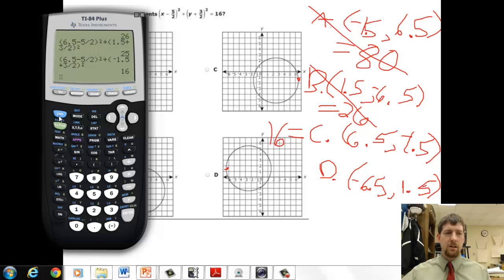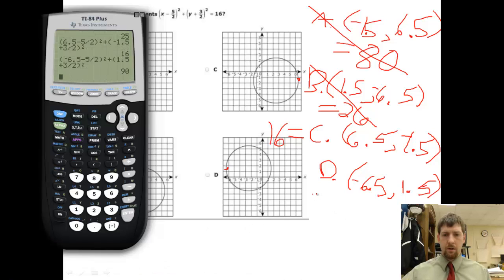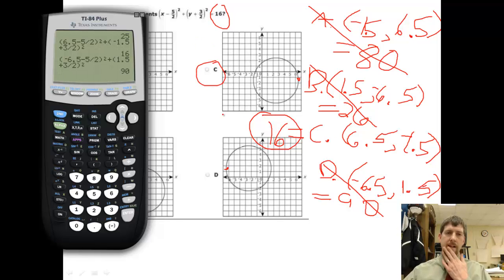And we'll just check D to make sure there's not a trick somewhere in here. Should be negative 6.5. So second insert, negative, and positive 1.5. Gives me 90. So I can see that obviously it's not D. 16 is what I needed it to equal once I plugged in an x and y for the equation. 16 is what I got C to equal, so that means C is the correct answer.